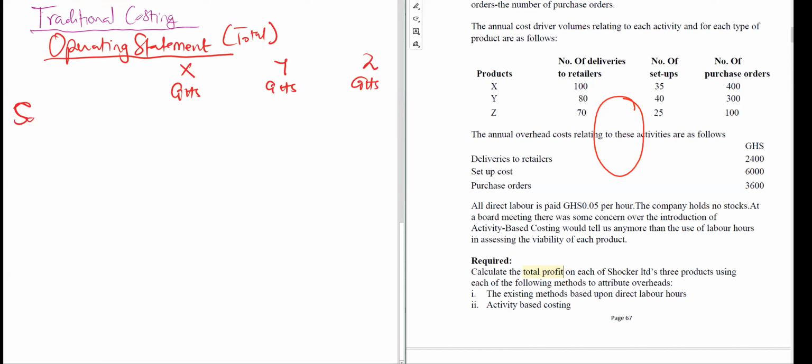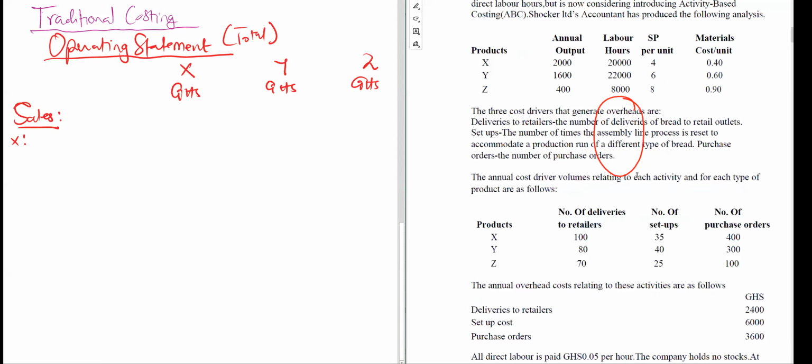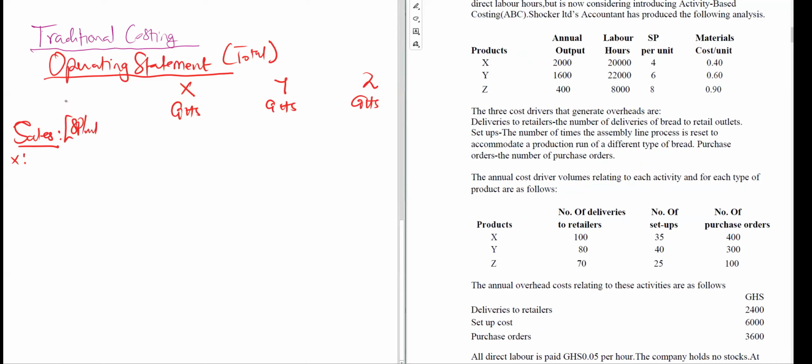So what do we start with? We start with sales, right? So first I need sales. What was the selling price? Was selling price given? Yes, it was. How much was the selling price? The selling price is 4 for X. Then we have the quantity produced, the annual output. We have all of the data, so we just multiply, because selling price will be selling price per unit times the number of units. True or false? So for X, we sell one for 4 cedis, but we are producing 2,000 units. That gives us 8,000 cedis for X.